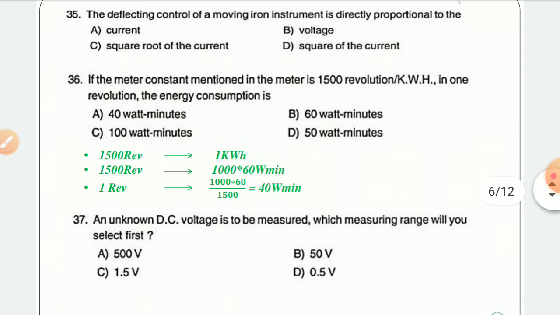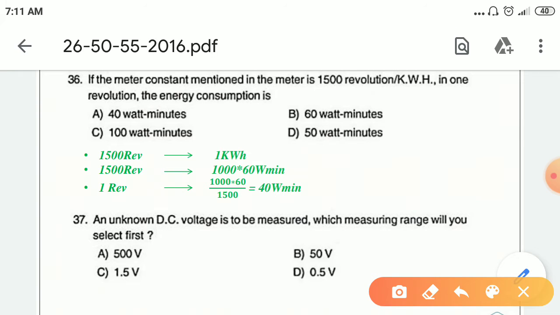Question number 36. If the meter constant mentioned in the meter is 1500 revolutions per kilowatt hour, in one revolution the energy consumption is. So what will be the energy consumption for one revolution? So how can we find it? The revolution can be found either by just taking the reciprocal of the meter constant, or we can also use logical thinking. For 1500 revolutions, 1 kilowatt hour is being consumed.